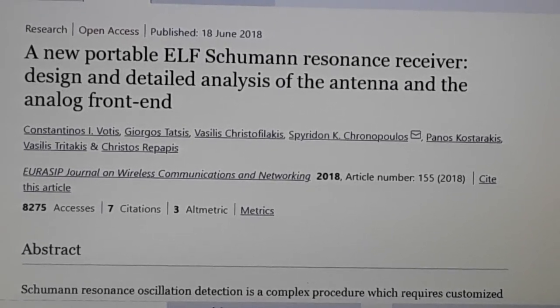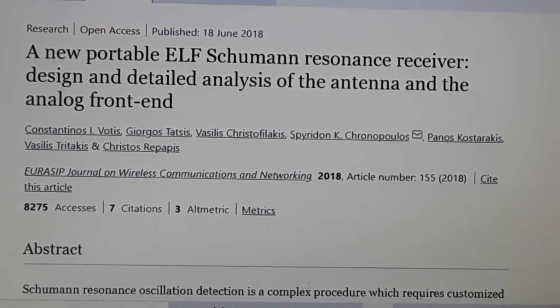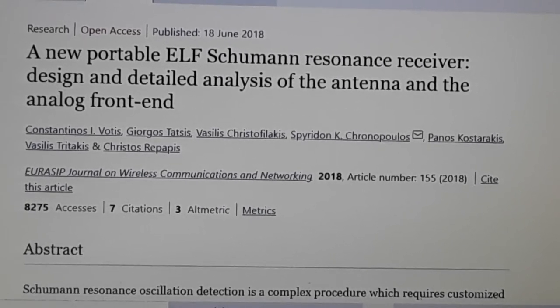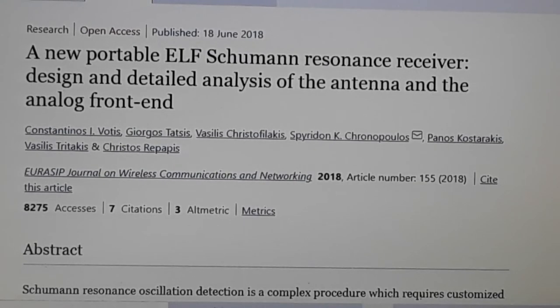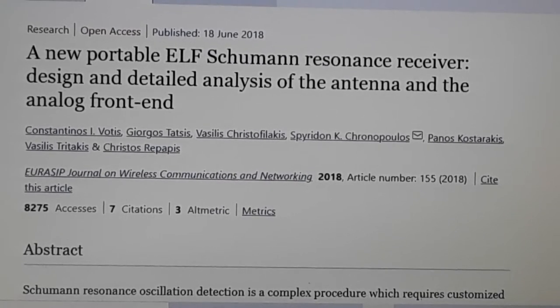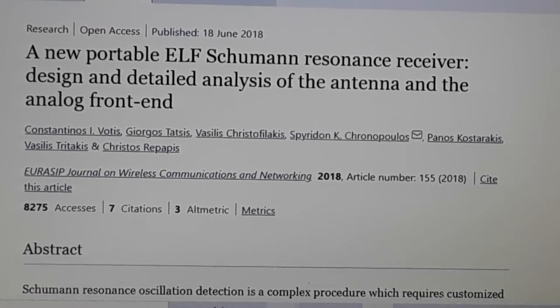All right. So this is from the article. It's from Eurosip. And speaking of that, I'm going to take actually a one minute sip break. Speaking of music.